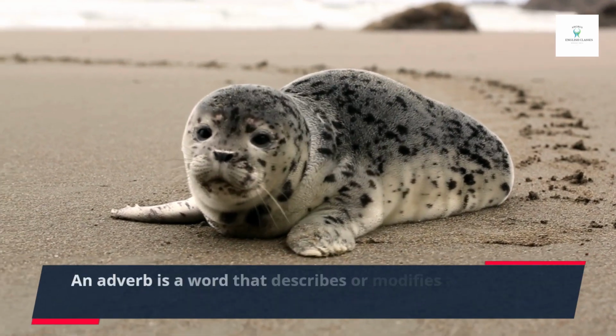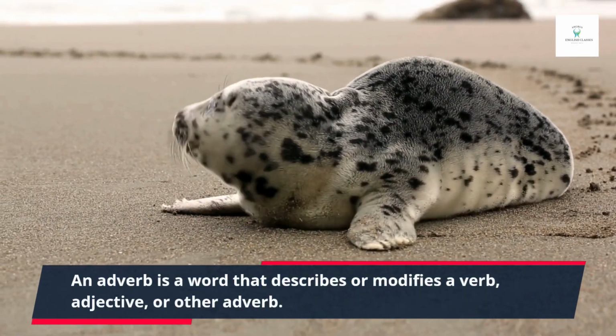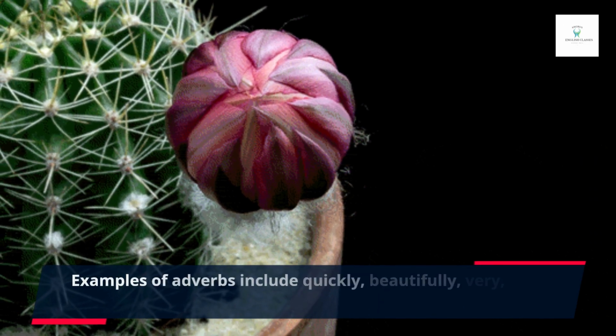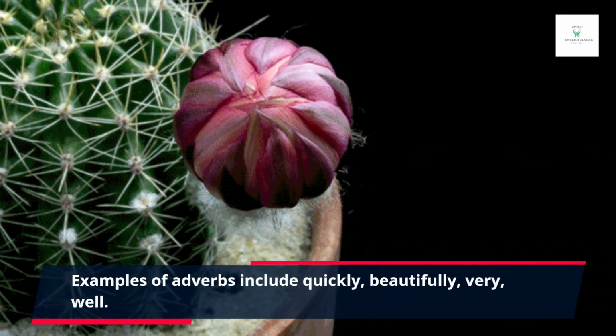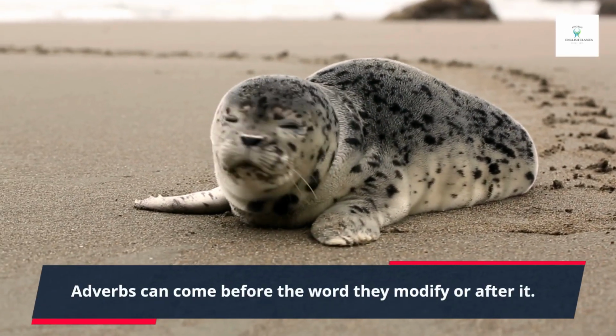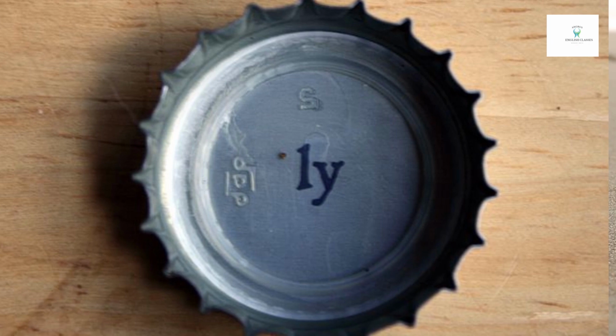An adverb is a word that describes or modifies a verb, adjective, or other adverb. Examples of adverbs include quickly, beautifully, very, well. Adverbs can come before the word they modify or after it.